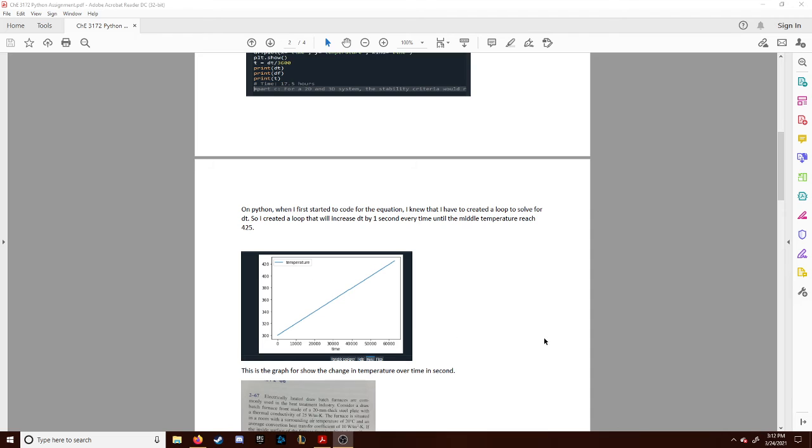And this right here is the graph that I have. It's a linear graph. It's just a straight line. So you can see that it's in seconds, and I kind of expected it to be a line graph because it linearly increases over 1 second every single time.